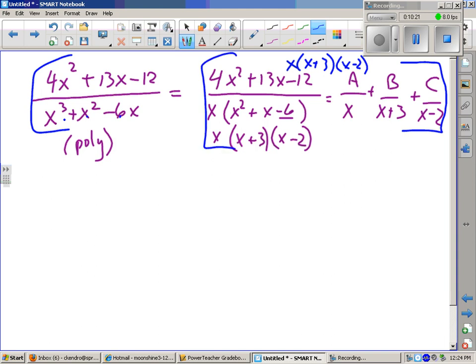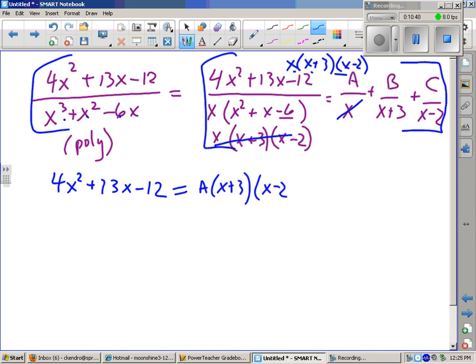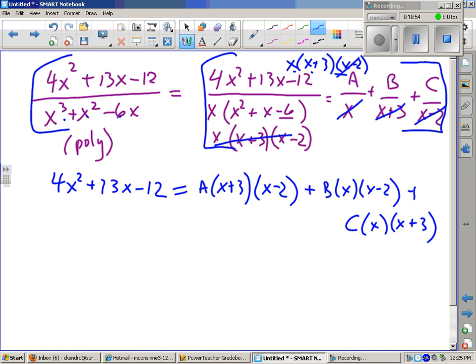So these three up here at the top, I'm going to cancel with those, which just leaves me that numerator, 4x squared plus 13x minus 12. All right, here now the x cancels, and I'm left with x plus 3 and x minus 2. Here the x plus 3 cancels, I'm left with x and x minus 2. Here the x minus 2 cancels, and I'm left with x and x plus 3.